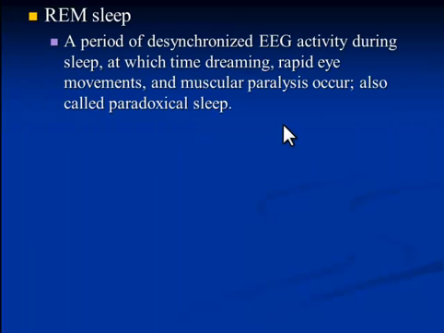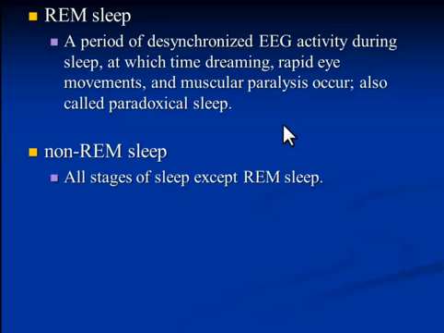So we call REM sleep paradoxical because we have a lot of brain activity. There's a lot of things going on in REM sleep, rapid eye movements going back and forth. There's lots of dreaming, and yet your muscles are paralyzed. Well, for most people. And we call this muscle paralysis. So you're not acting out your dream. And we'll talk about how that works in just a little bit.